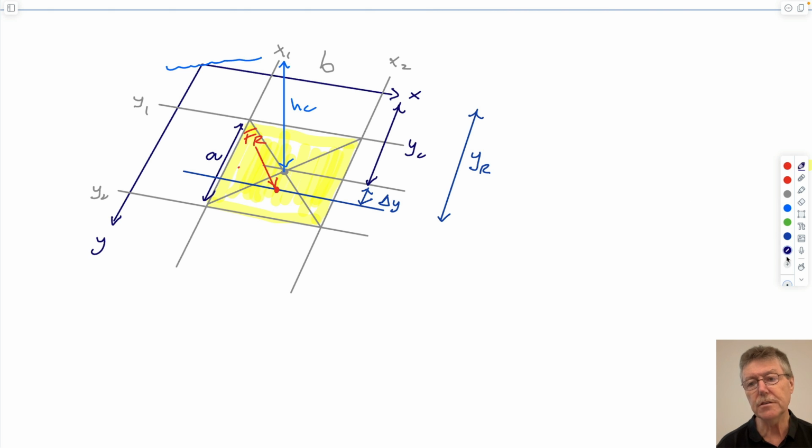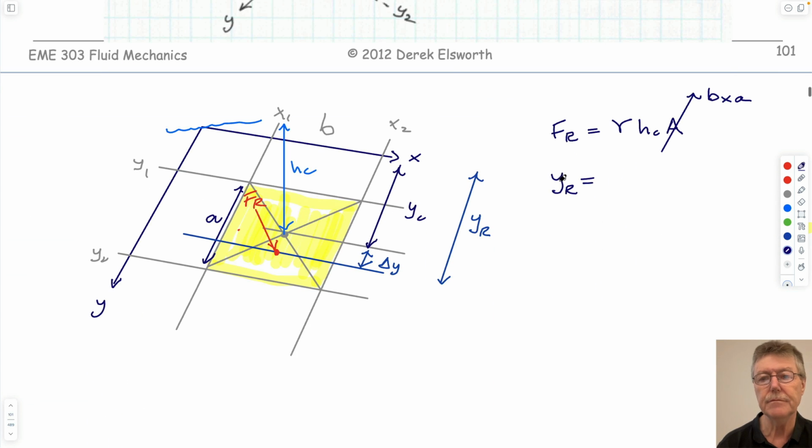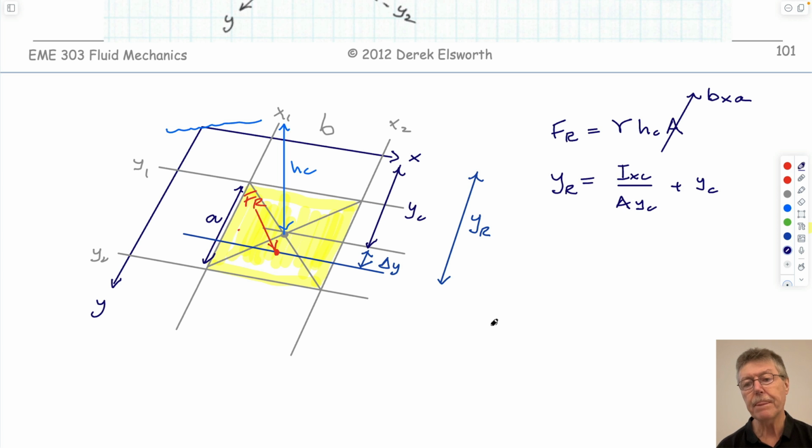And so from that, our fundamental expressions are that the magnitude of the resultant force is equal to the unit weight times the depth of the centroid times the area. The area is equal to B times A. Right? B times A. And the inclined distance to the centroid, it's not a depth, right? It's along the line of the plane. If you carried this plane up until it intersects the surface, this would be the trace it would make on the surface. And I can never remember exactly what these are. Let's write it as this, IXC over AYC plus YC. So this is YC down to this point here, and a small amount here, this is delta Y. And it's given by this expression.